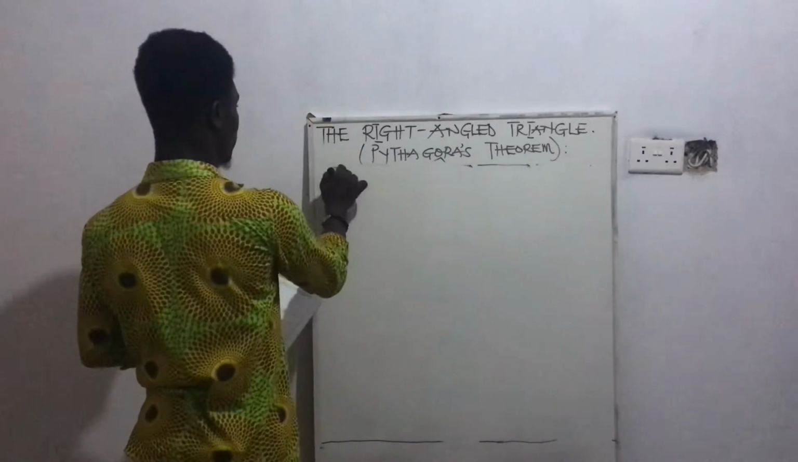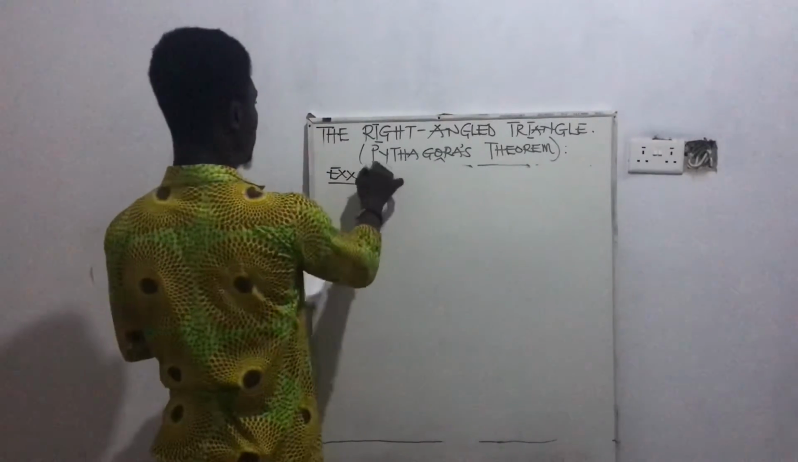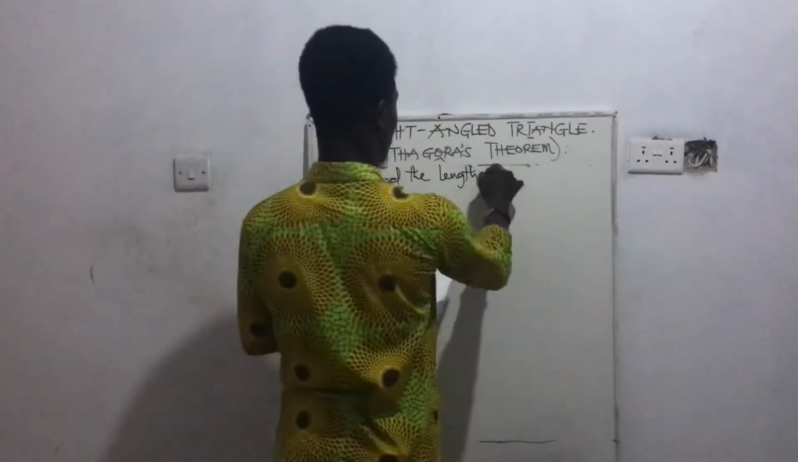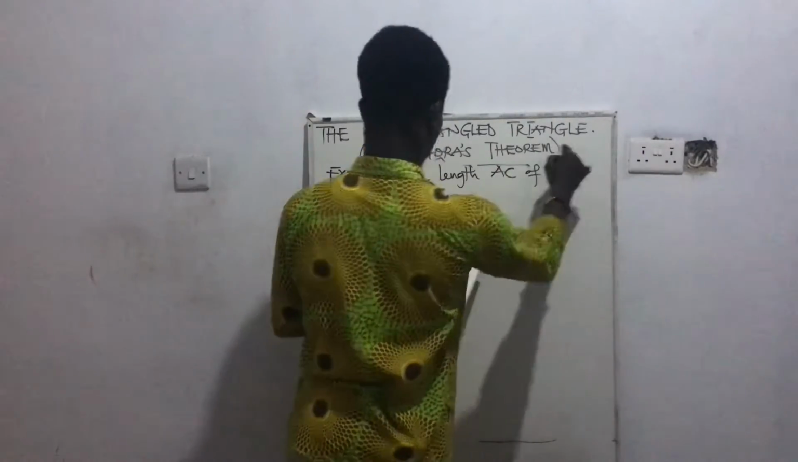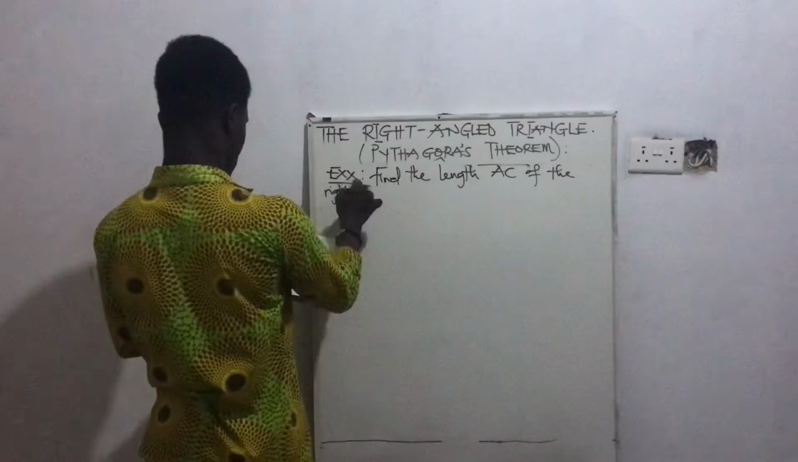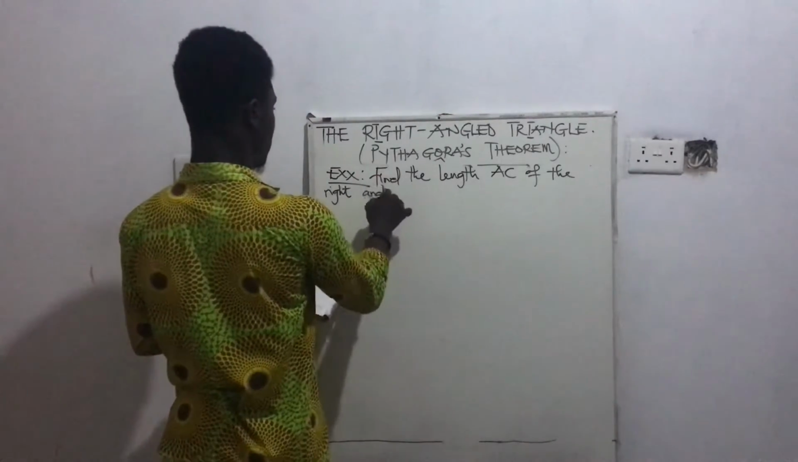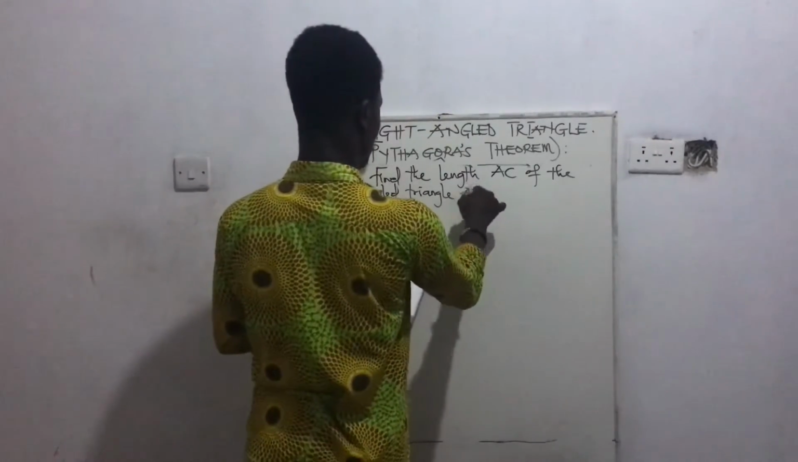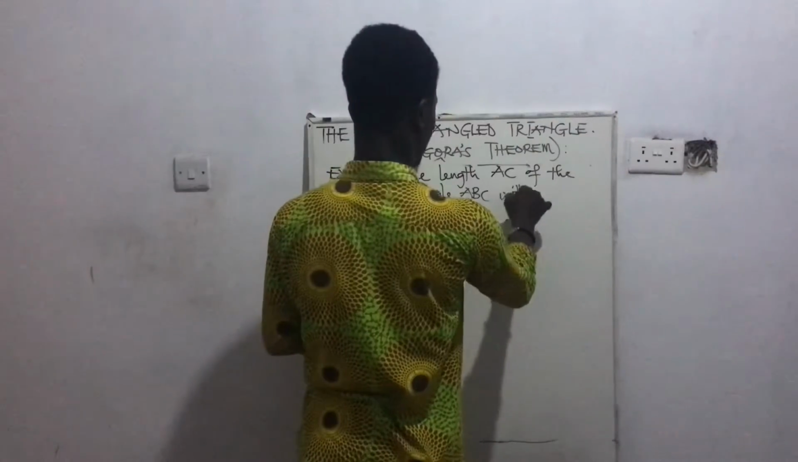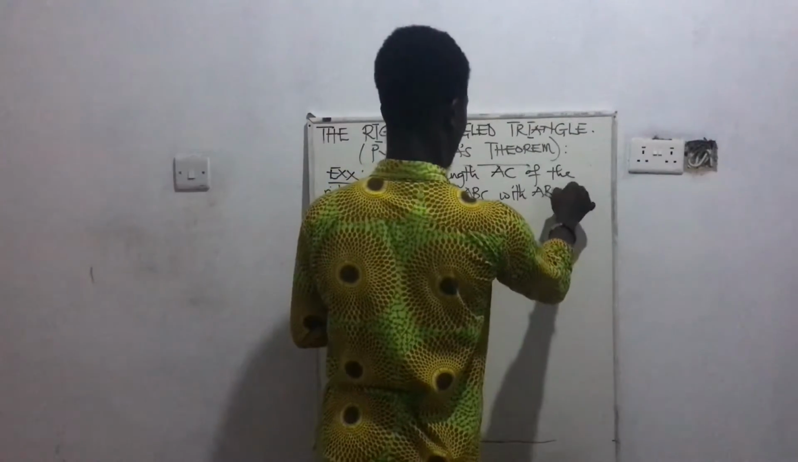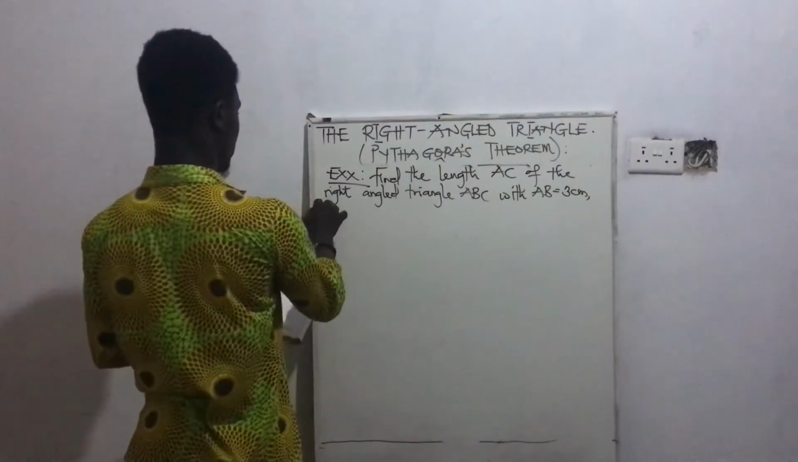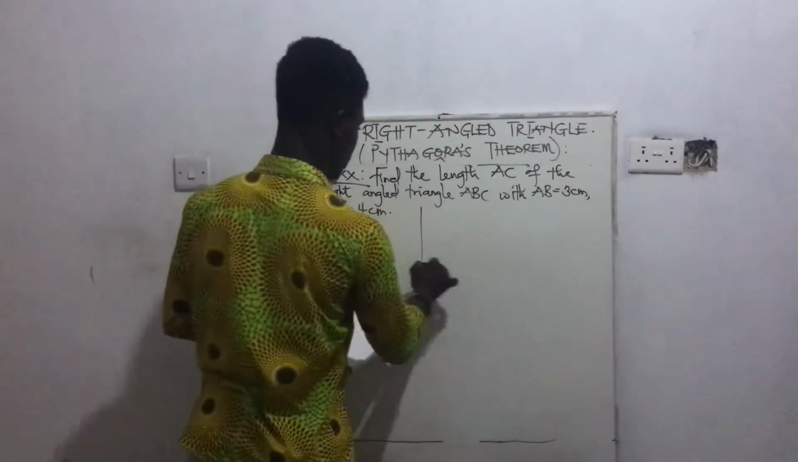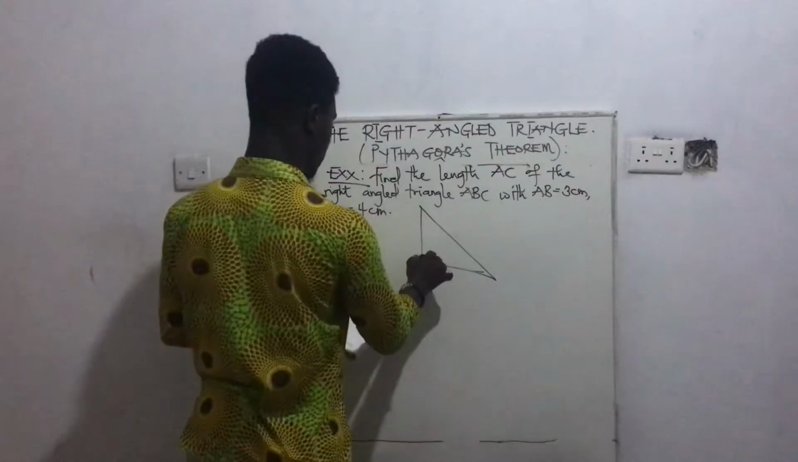So, example: find the length AC of the right angled triangle ABC. This equals 4 centimeters.